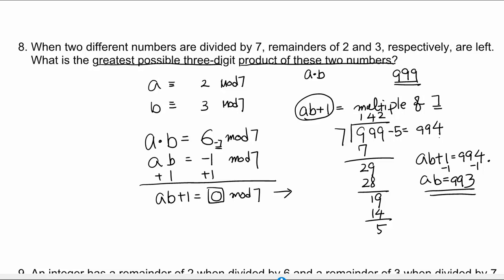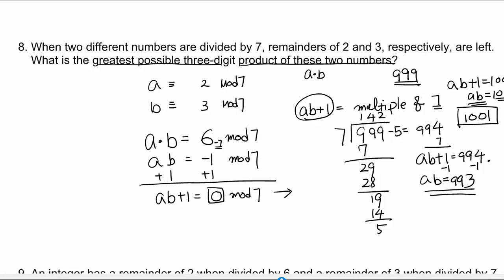If you choose 994, another 7 is how much? 1001, right? The next multiple is 1001. So A times B plus 1 equals 1001, and AB equals 1000. So the product is 4 digits. So you can check this one too.